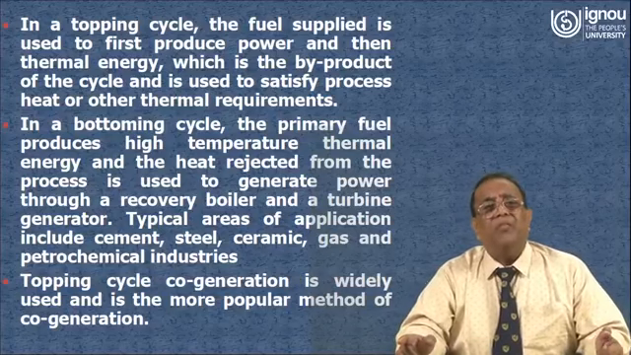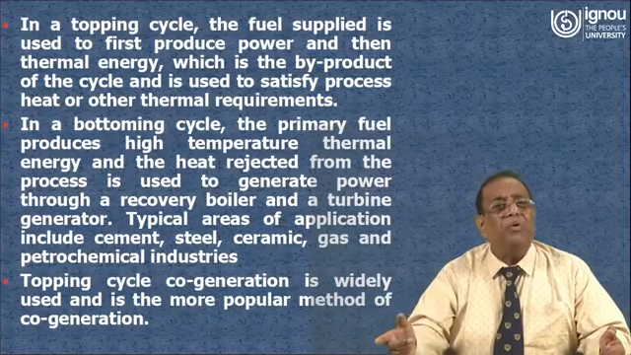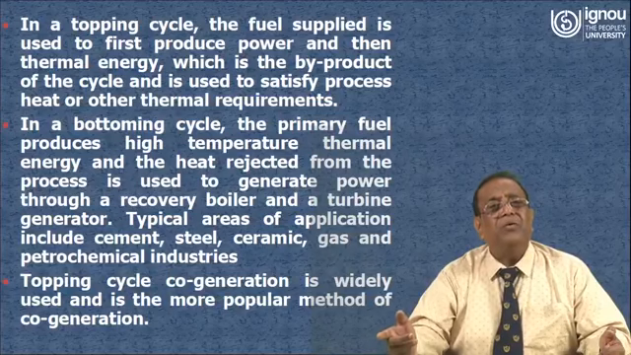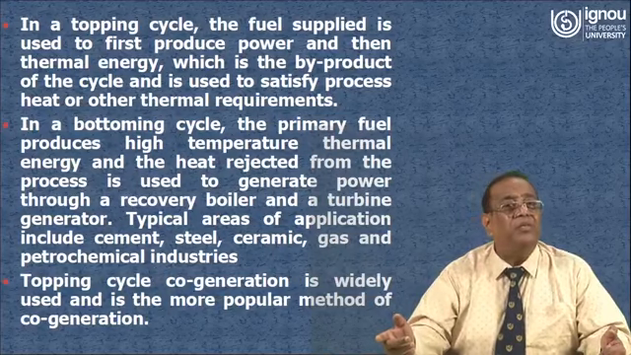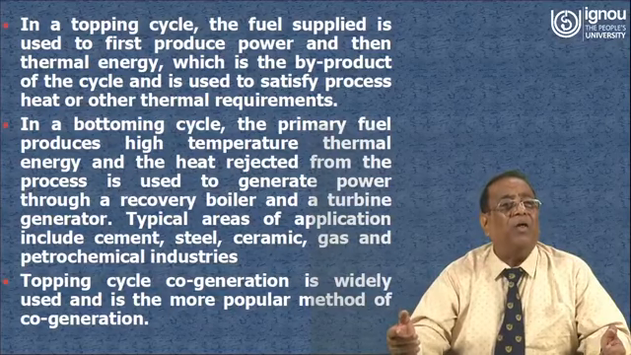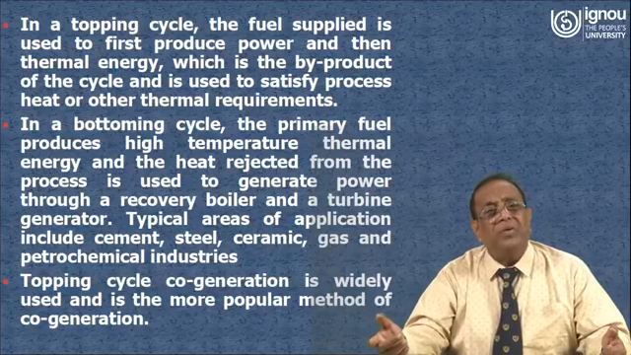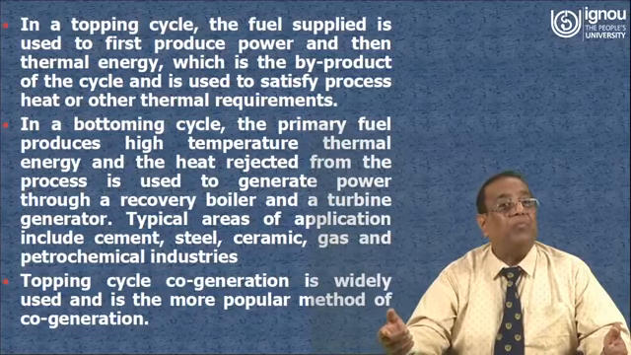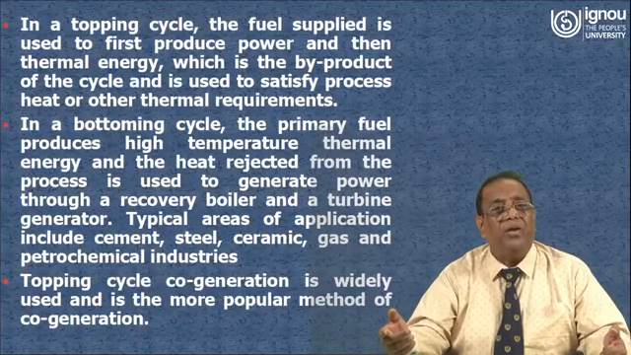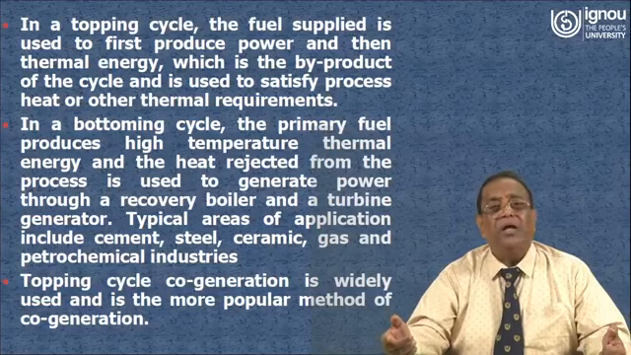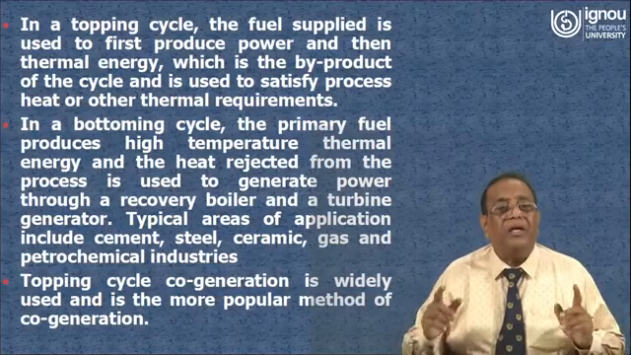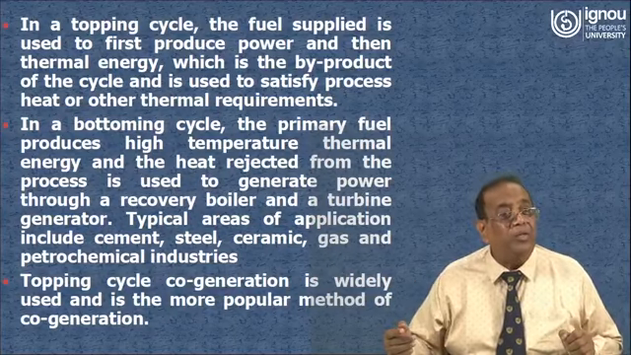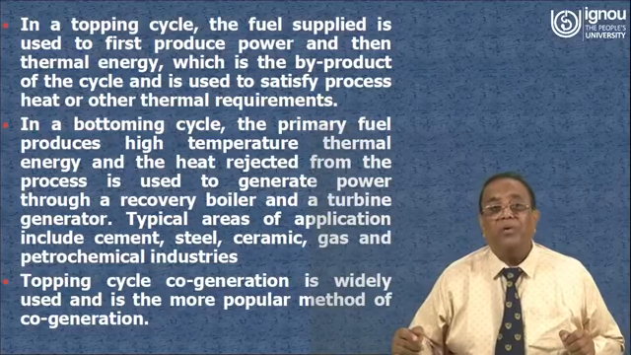In a topping cycle, the fuel supplied is used to first produce power, and then thermal energy, which is the byproduct of the cycle, is used to satisfy process heat or other thermal requirements. In a bottoming cycle, the primary fuel produces high temperature thermal energy, and the heat rejected from the process is used to generate power through a recovery boiler and a turbine generator. Typical areas of application include cement, steel, ceramic, gas and petrochemical industries. Topping cycle cogeneration is widely used and is the more popular method of cogeneration.